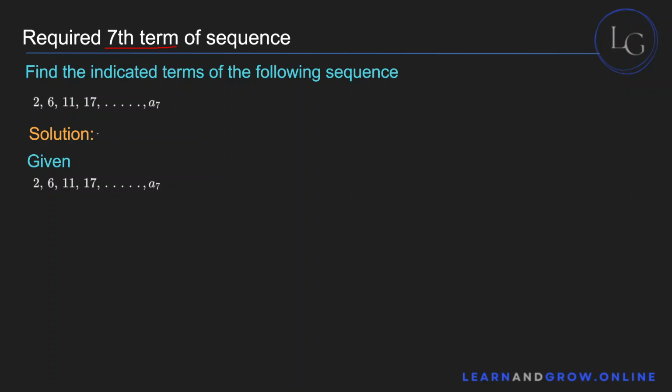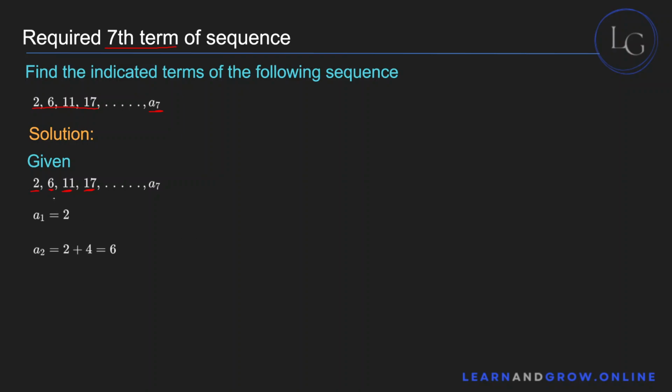We have been given in the question the first four terms in the sequence, and we have to find the seventh term in this same sequence. So, how do we deal with this? A1 is 2, A2 is 6, A3 is 11, and A4 is 17. That is all we're given. So, A1 is equal to 2. And we have to find the relation between A2 and A1, and then the same relation between A3 and A2 to find an actual pattern.